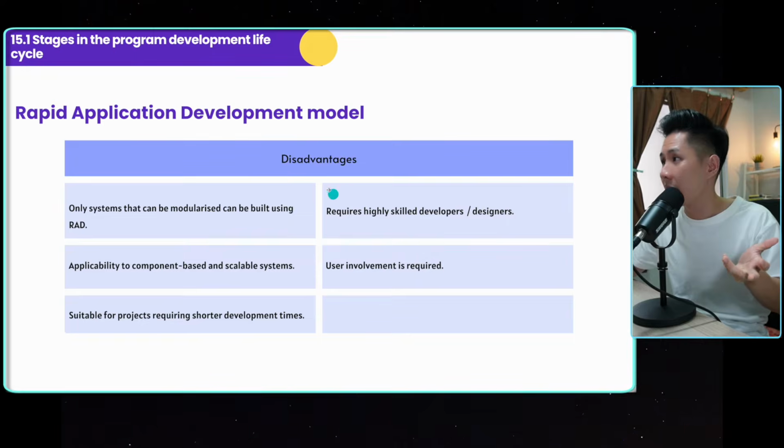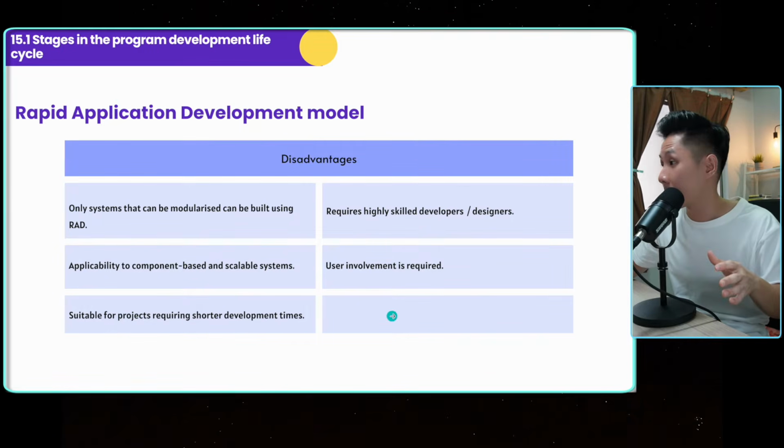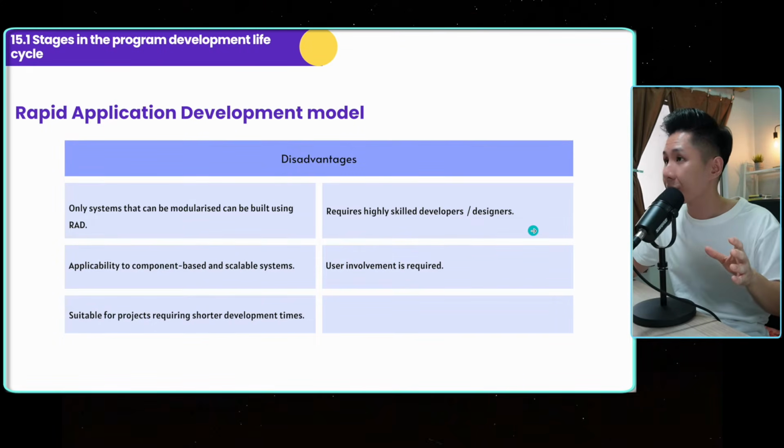a prototype. So the disadvantage: only systems that can be modularized, meaning that can be broken down into modules, can be built using RAD, with applicability to component-based and scalable systems, suitable for projects requiring shorter development times. User involvement is required. You need to find a group of people to test your code. It also requires highly skilled developers and designers.